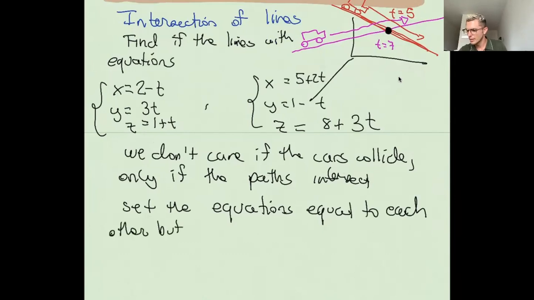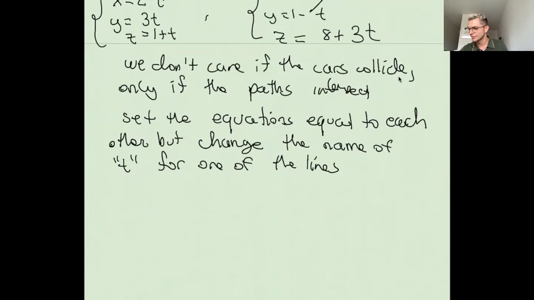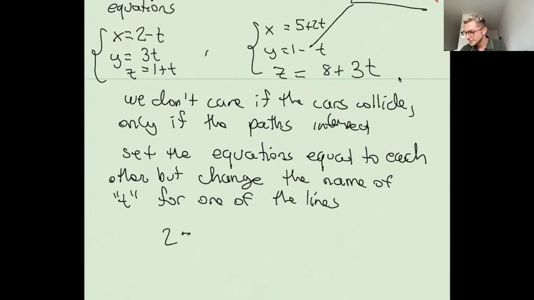But change the name of T for one of the lines. So it's fine what we were going to do, but you just have to change. So you can say 2 minus T equals 5 plus, and now let's not say 5 plus 2T. What's another letter after T besides T? It could be, well, S, for example.